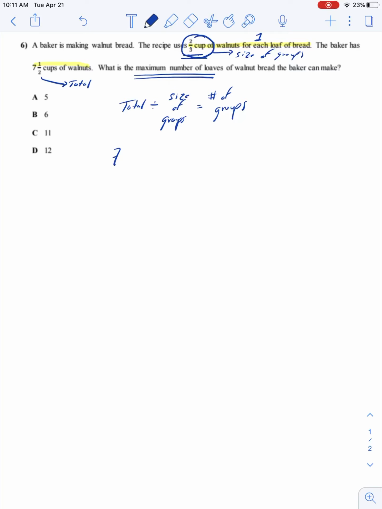Let's go ahead and replace these numbers. My total is 7.5 divided by 2/3, which is going to give me the answer I'm looking for. Now we're back to just dividing an improper fraction by a proper fraction. All right, so we're going to do this. We can't divide this in the way it's set up. They must both be improper fractions, so we're going to do 2 times 7 is 14, plus 1 is 15 over 2, divided by 2/3.